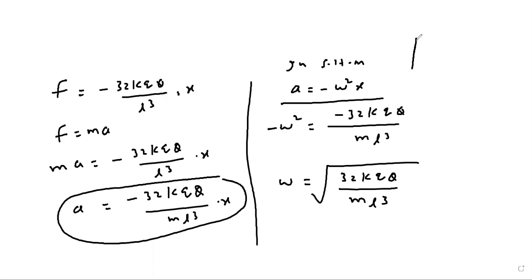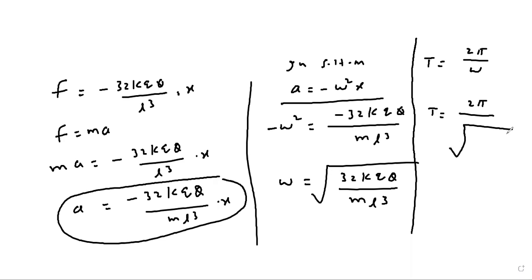Now finally, what is the time period? Time period, you know that T is equal to 2 pi by omega. Right? What is the time period? T is equal to 2 pi by omega. Now here T is equal to 2 pi by omega. This is under root, write omega as it is, 32 kq capital Q by ml cube.